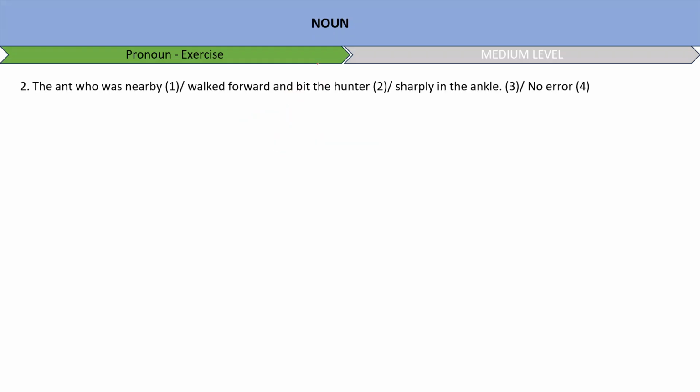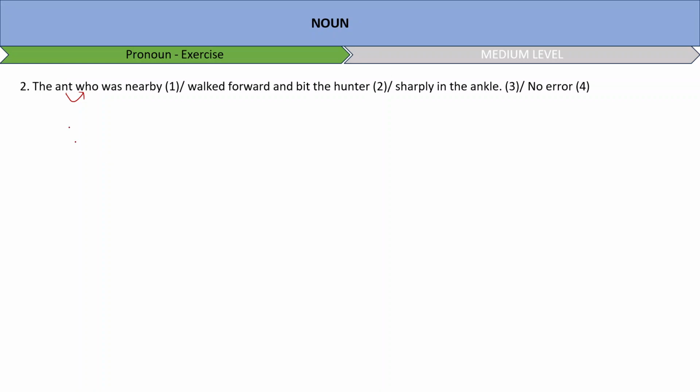Next question. The ant who was nearby walked forward and bit the hunter sharply in the ankle. Now there was an ant who. Are we supposed to use the term who just beside here? And is it appropriate just to use who just after the subject? Because who is always used for the person who is the subject. So is it appropriate? No. So what am I supposed to use here?